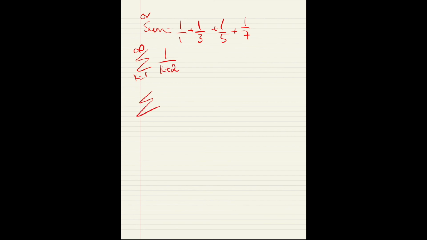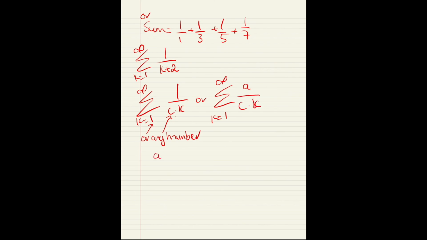Once again, the harmonic series is just the series of k equals 1 of 1 over c times k, where c is any number. Or even this one is also a harmonic series: a over c times k, where a and c are any constants. A harmonic series always diverges.